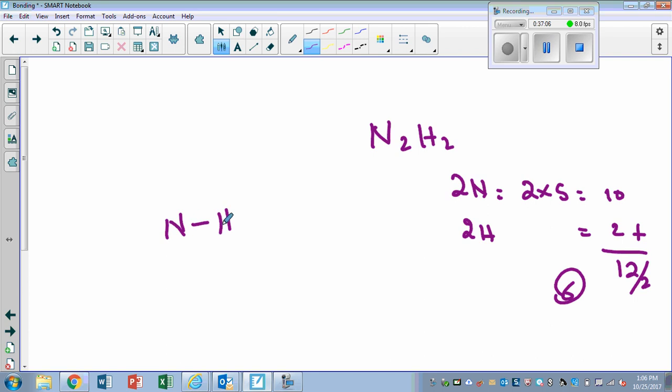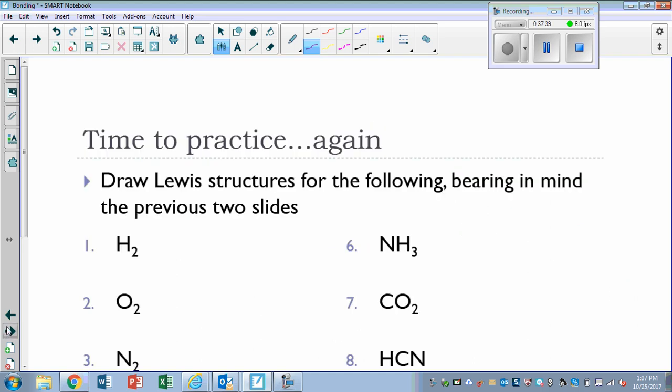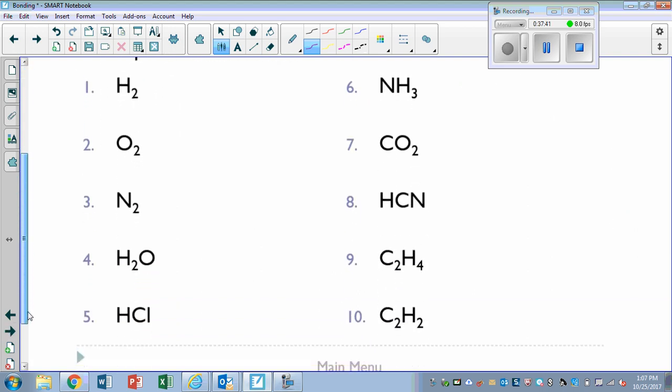So 1 pair. And then I have 2 hydrogens. So 2 hydrogens, so I use 3 pairs out of 6. Okay, I put 3 pairs like this, but this nitrogen does not have 8, so I'm gonna give this 8. So 2, 4, 6, 8, 2, 4, 6, 8, and I used my 6 pairs. So this is how it goes. All right, you need to practice the dot diagram for these compounds.